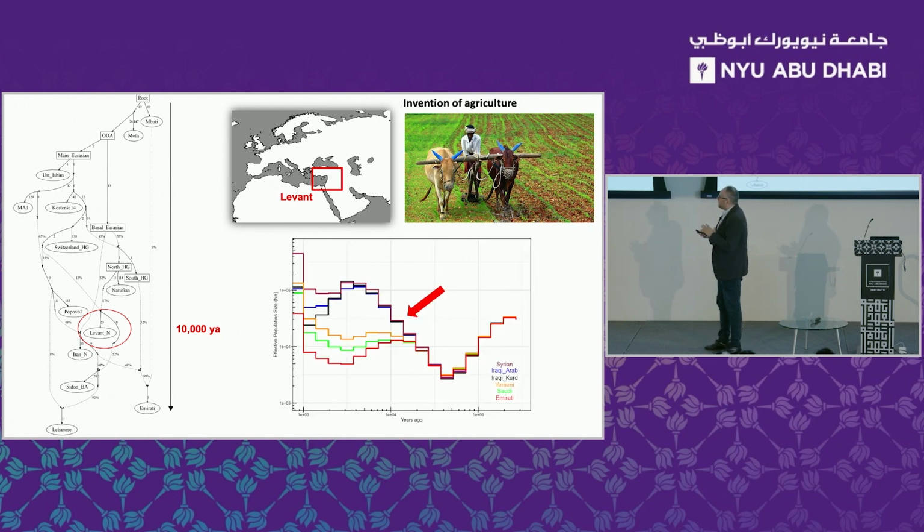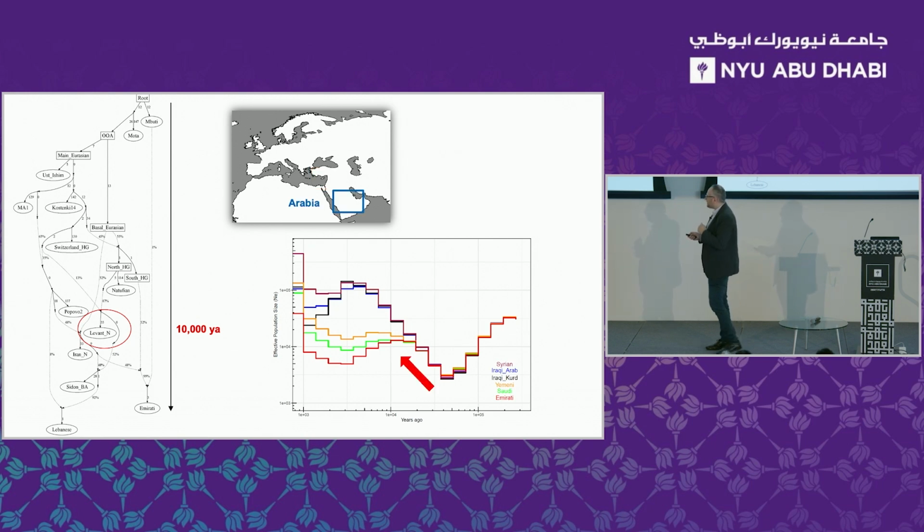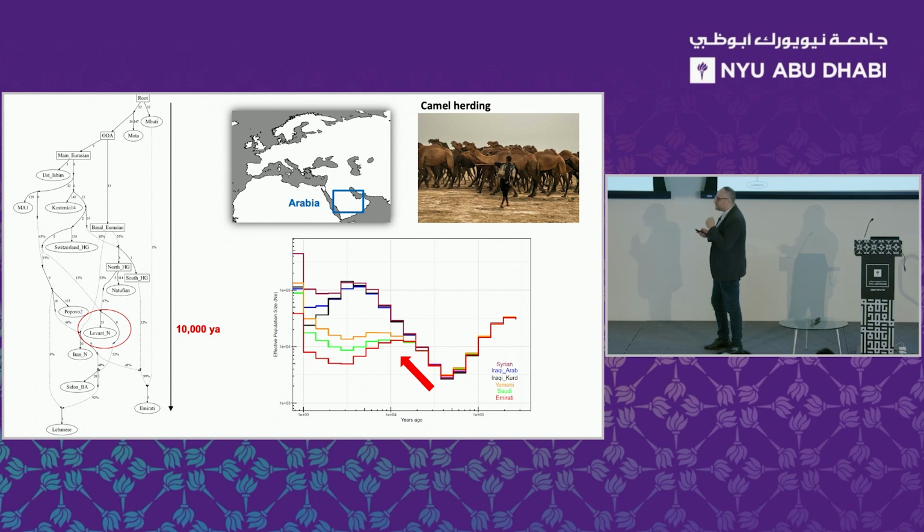What's amazing here is that we can see this expansion in human populations from genetics. Populations who live in this part of the region, Syrians, Lebanese, and Iraqis, show from their genetics an expansion in the population around 10,000 years ago. What's also interesting is that Arabian populations like Emiratis and Saudis don't show this expansion. This is because at this time, those populations did not move to farming, but they started camel herding.